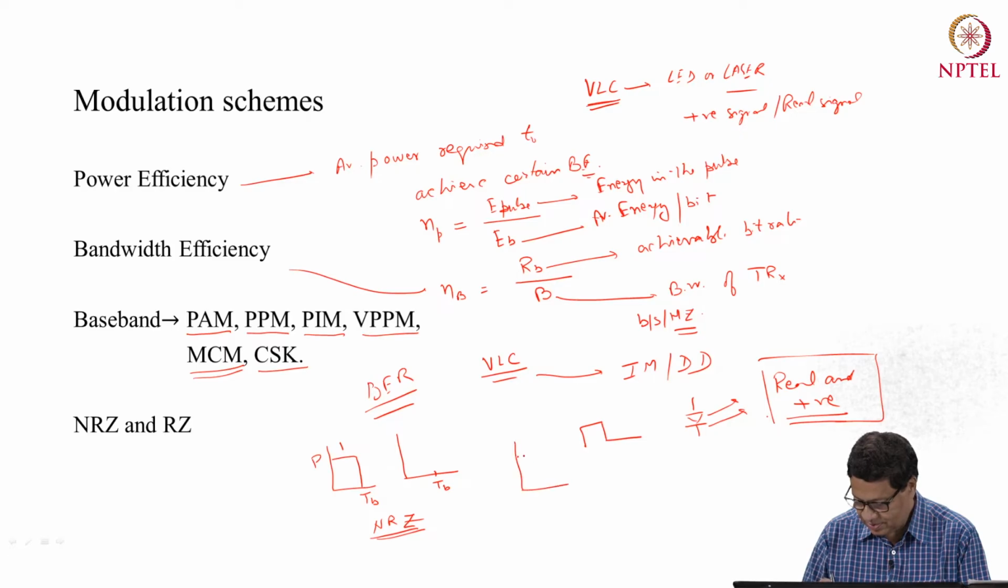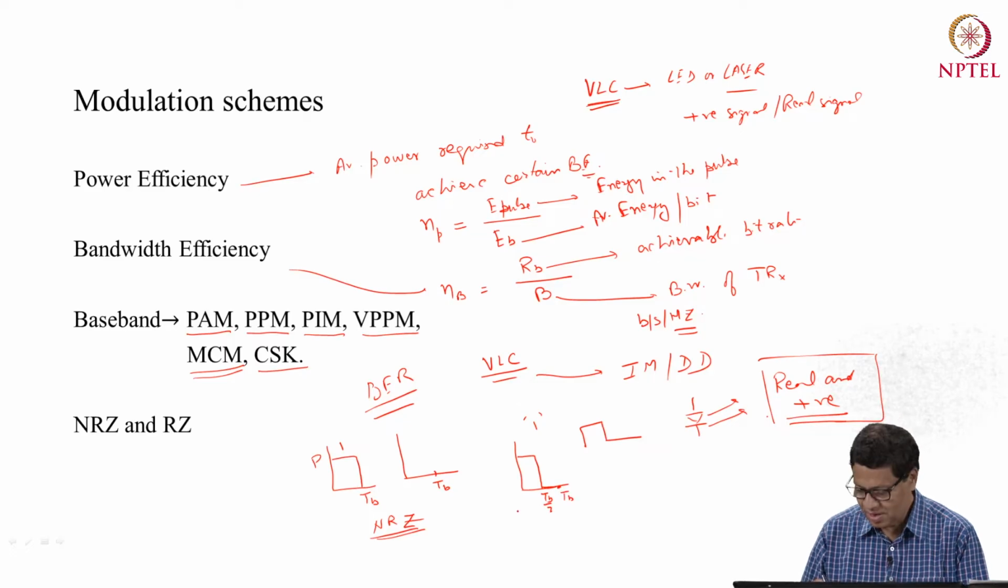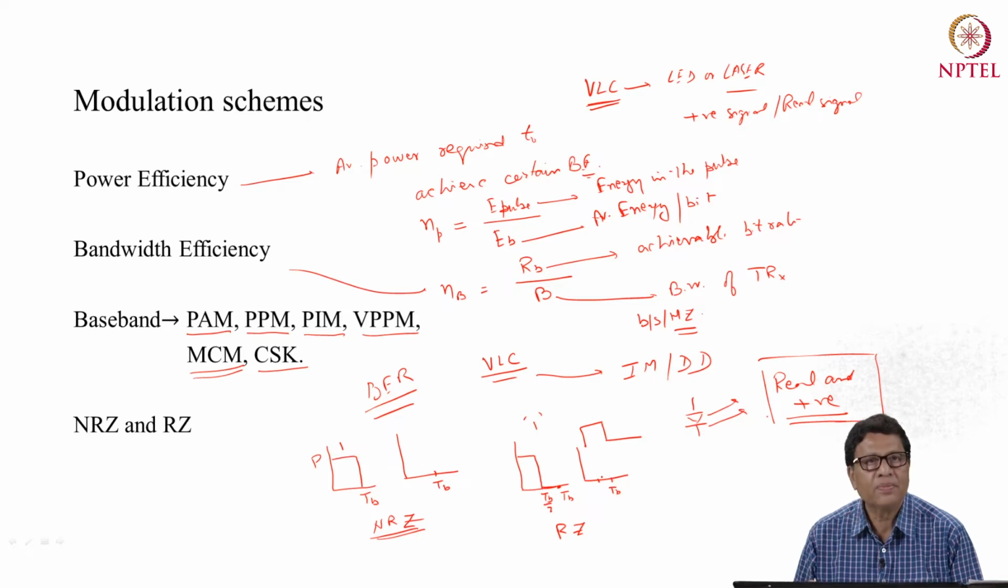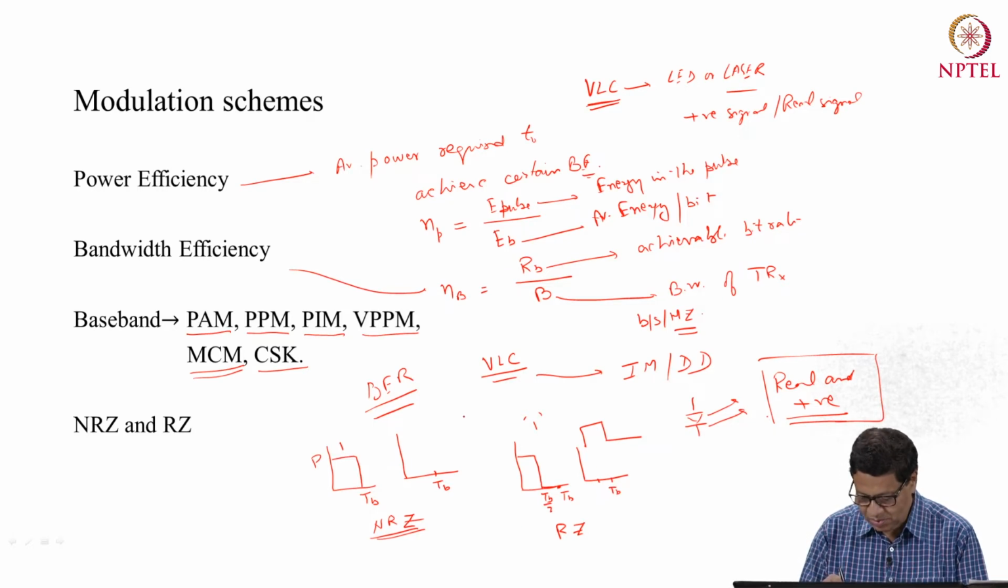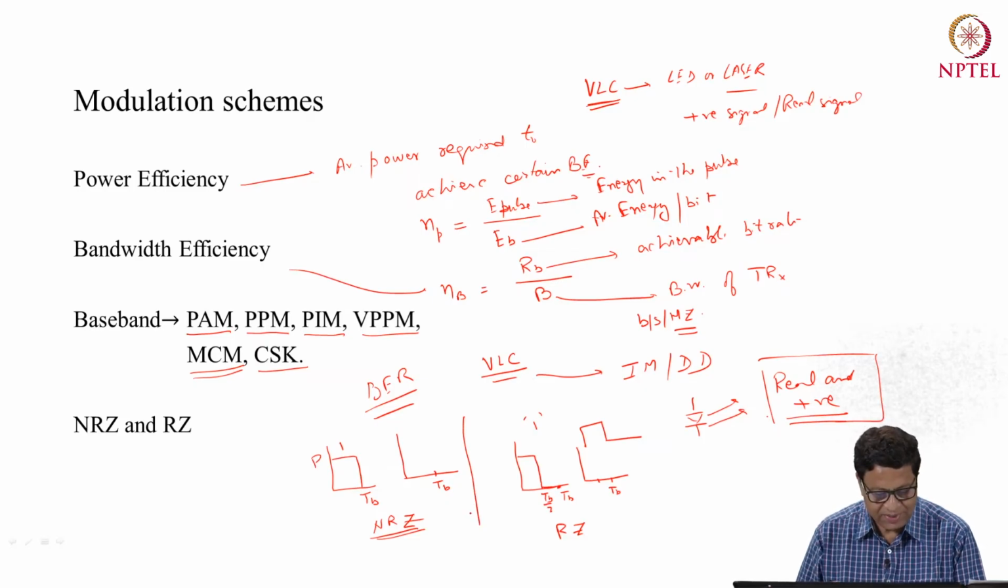So this is RZ. This is logical 1, for example, and this is Tb/2, and then you have Tb here. So this is how RZ signaling looks, and for 0, it is the same. So this is Tb. There is no power at 0. That's the difference between NRZ and RZ, which we'll be using when we discuss these different modulation schemes.